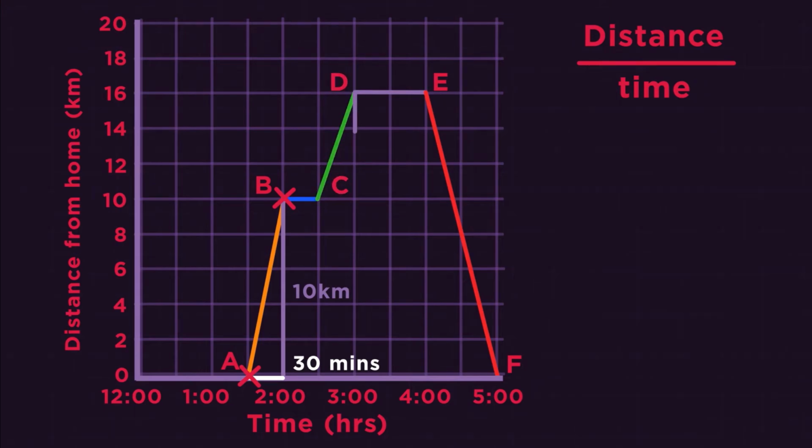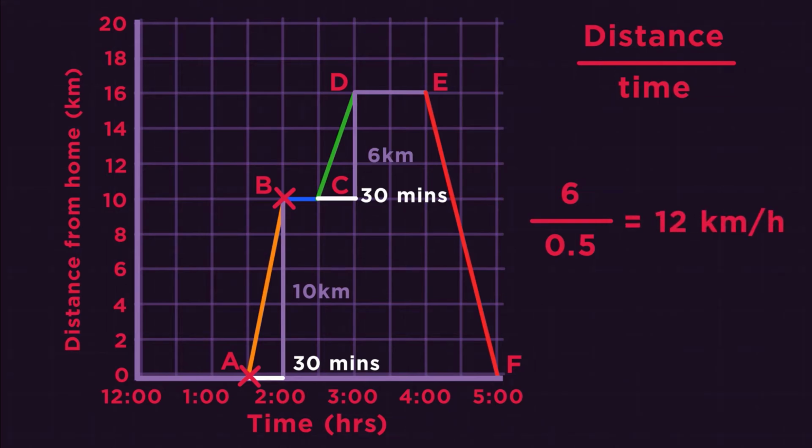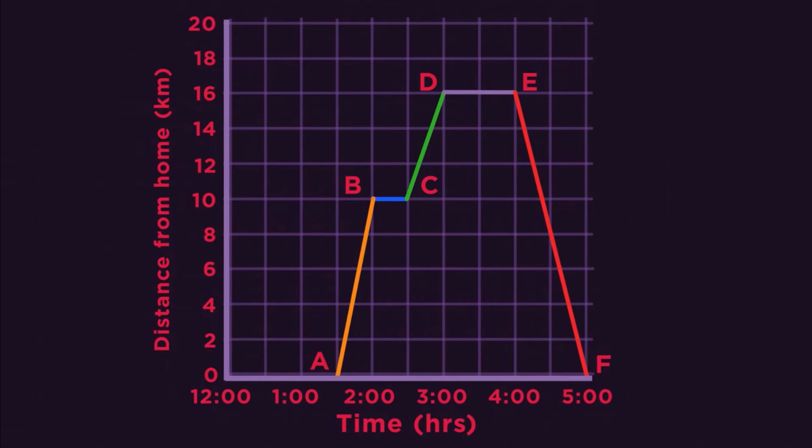The change in distance is 6 kilometers, with a time of 30 minutes or 0.5 hours. 6 divided by 0.5 equals 12 kilometers per hour, so slower than part AB. This tells us that the steeper the gradient at a point on the graph, the faster the speed at the point. The flatter the gradient, the slower the speed, with a completely flat line meaning 0.